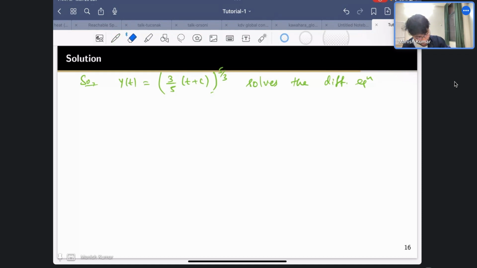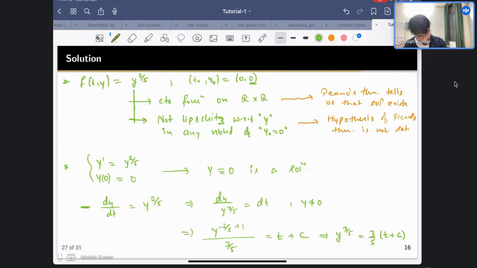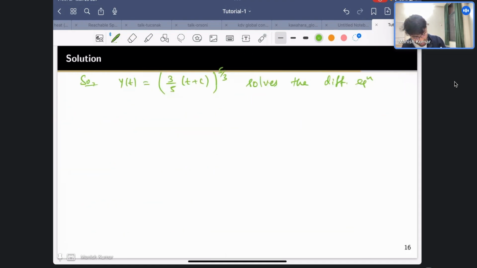Okay, so this solves the differential equation. Now to solve the IVP, let us put the initial condition. The initial condition is y at 0 is 0. So if I put t equal to 0, I'll get 3 by 5 c^(5/3) equal to 0, and this will give me c is equal to 0.